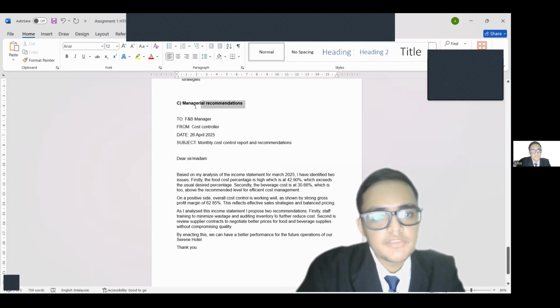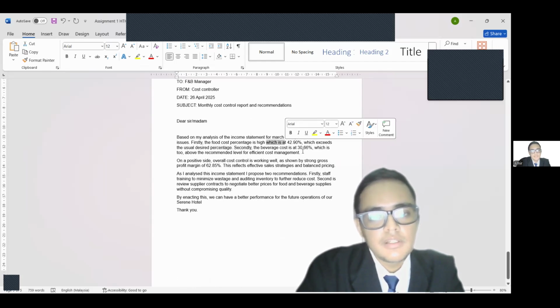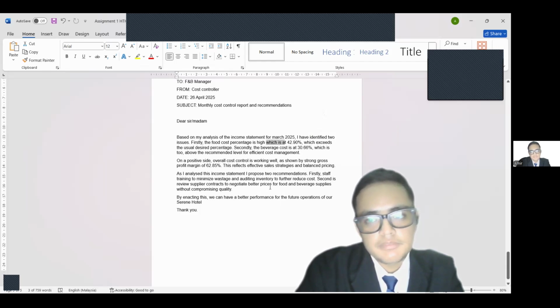So for the manager recommendation, I identified two issues. Firstly, the food cost percentage is pretty high at 42.90%, which exceeds the usual desired percentage. And secondly, the beverage cost is 30.66%, which is also above the recommended level for efficient cost management. On the positive side, we can see the strong gross profit margin of 62.85%. However, I recommend something else.